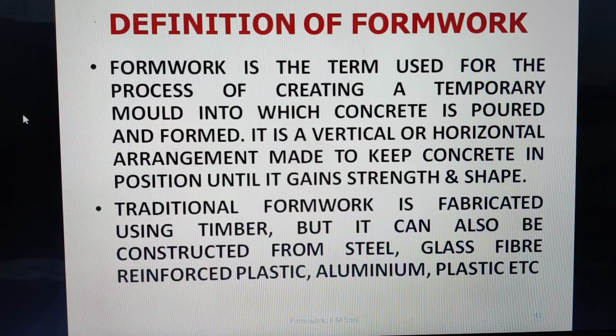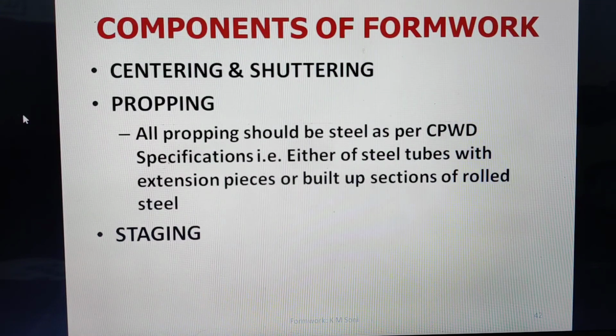So finally, we can define formwork as a term used for the process of creating a temporary mold into which concrete is poured and formed. It is vertical and horizontal arrangements made to keep the concrete in position until it gains strength and shape. Traditional formwork is fabricated using timber. Timber was usually used, but nowadays it is not used. Now it is steel, even glass fiber reinforced plastic is available, aluminium formwork is available, and plastic is available. So basically, in brief, components of formwork include centering and shuttering, propping, and staging.